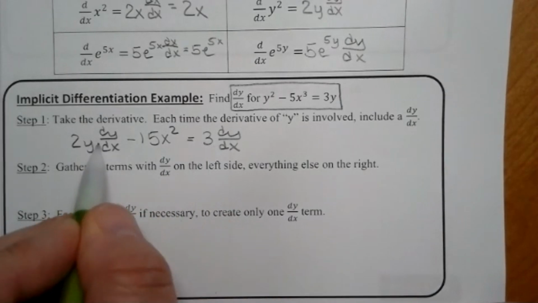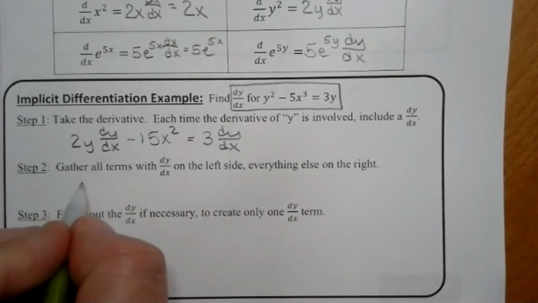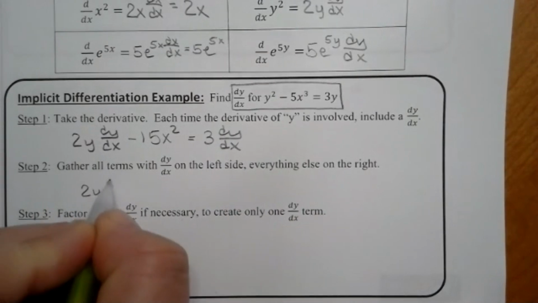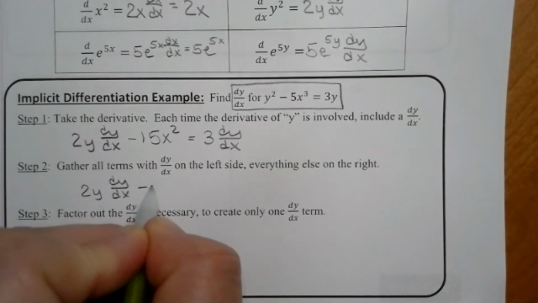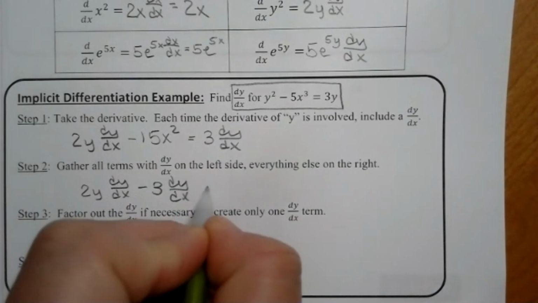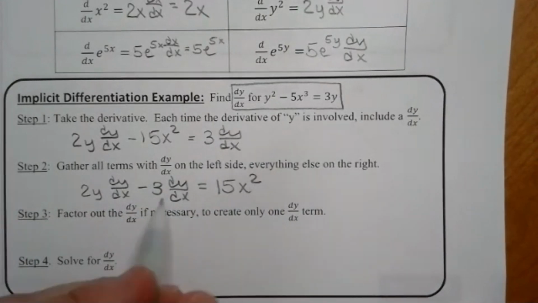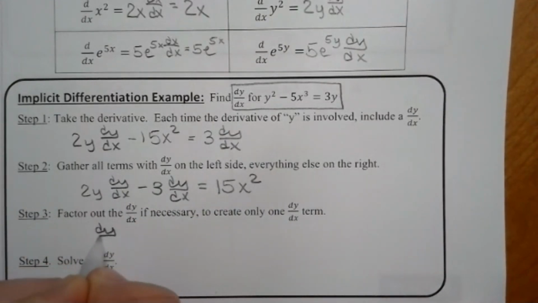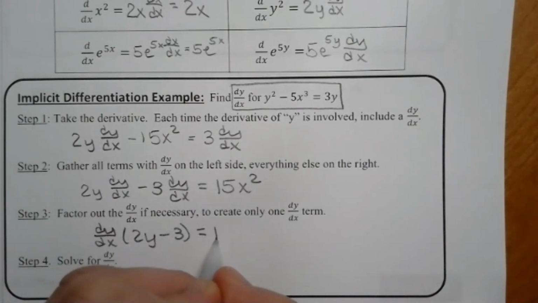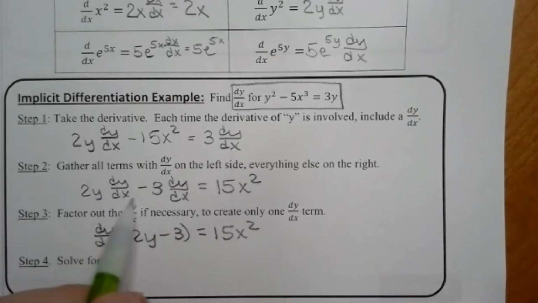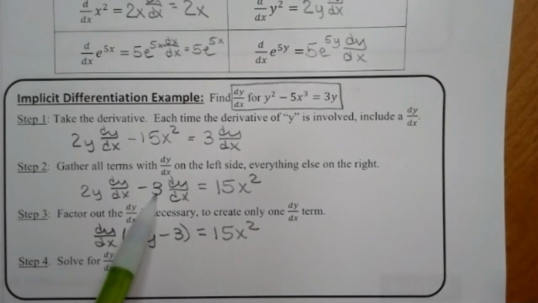So I'm going to move this 3 over here, and this 15x squared over there. That gives me 2y dy/dx minus 3 dy/dx equals 15x squared. From there, it's very easy to factor out a dy/dx. So easy, in fact, that in the previous step you could have factored out the dy/dx and just jumped to here. In the future, if you feel you can do that, it's okay. I just caution you, if you have a 1 in front of this, don't forget about it.